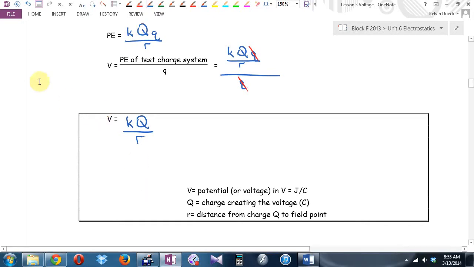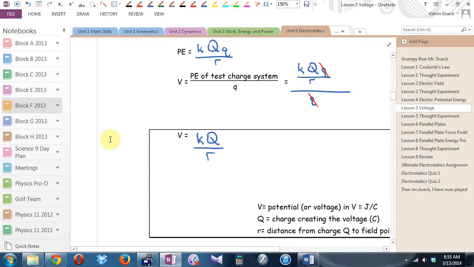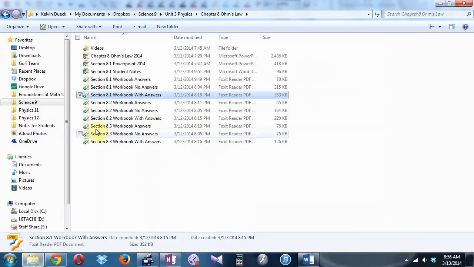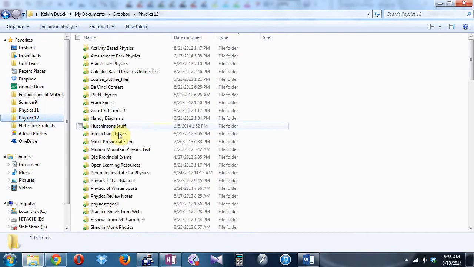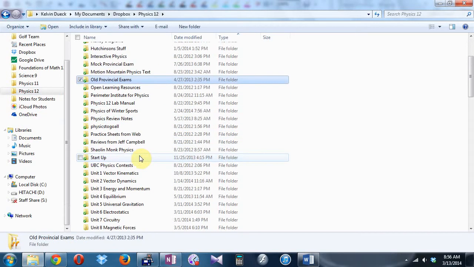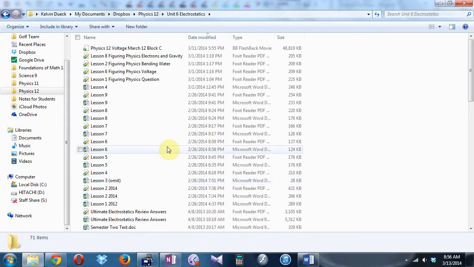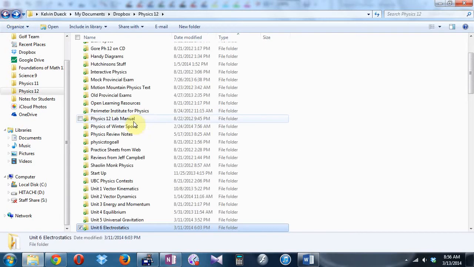Put your pencils down. There is room for this to get a little bit ugly, unfortunately. Get out your formula sheet if you have one, or look up. I'm going to go to my formula sheet here.